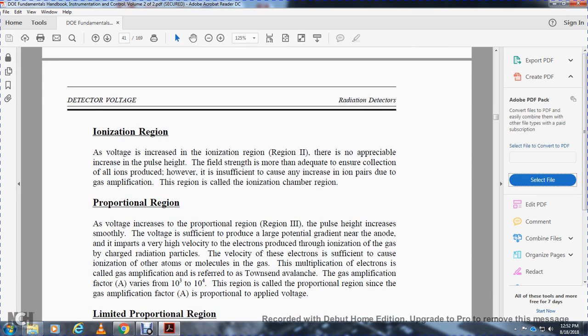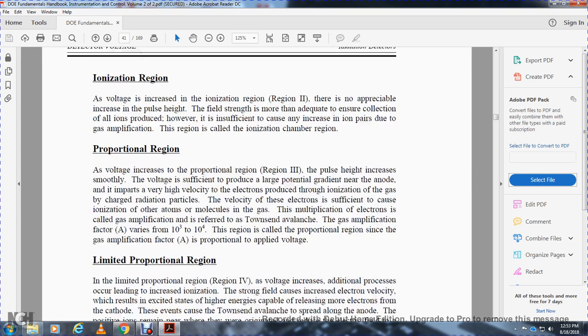Proportional region. As the voltage increases in the proportional region, region 3, the pulse height increases with the increase of the voltage, produced by the large potential gradient near the anode, where the electrons produced by ionization of the gas by charged radiation particles have very high velocity. The velocity of these electrons is sufficient for the ionization of other atoms and molecules of the gas. This multiplication of the electron cascade is referred to as the Townsend avalanche. The gas amplification factor A varies from 10 to the third to 10 to the fourth in this region. It is called the proportional region since the gas amplification factor is proportional to the applied voltage.